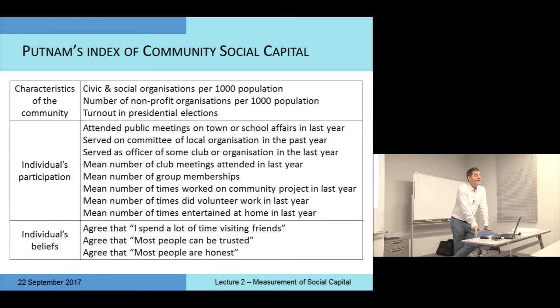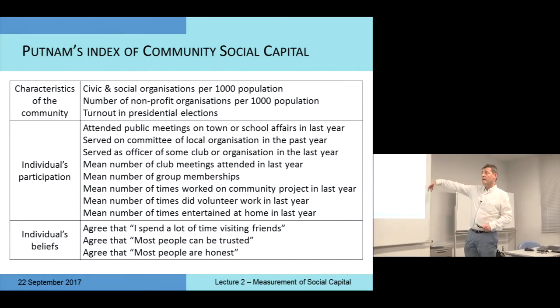Anyway, turnout in presidential elections. So was the turnout 45% or was it 65%? So if it's 65%, is that twice as much social capital as 32.5%? So those are characteristics of the community.